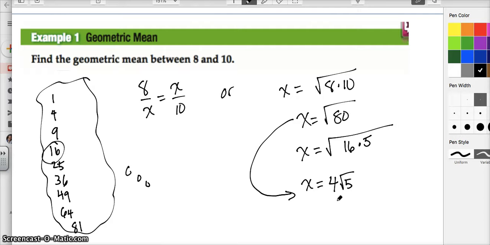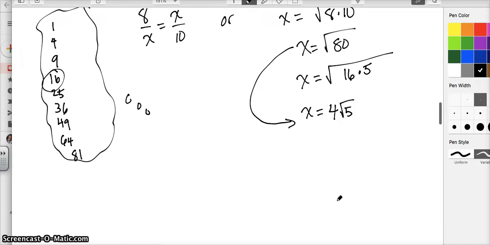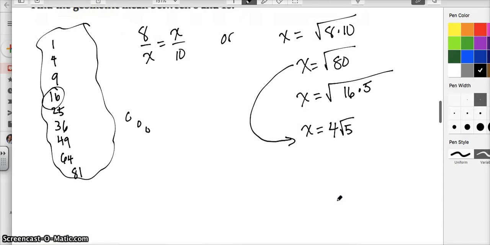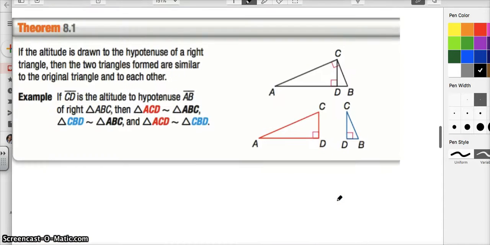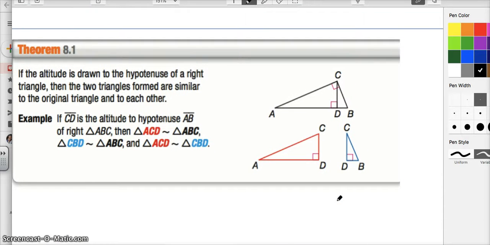I feel like I may have explained this before, but if you didn't get it then, if you don't understand it, let me know. I will happily go through a little mini lesson on simplifying radicals. All right, now, so that's our answer. Let's go ahead and look at some more cool information.